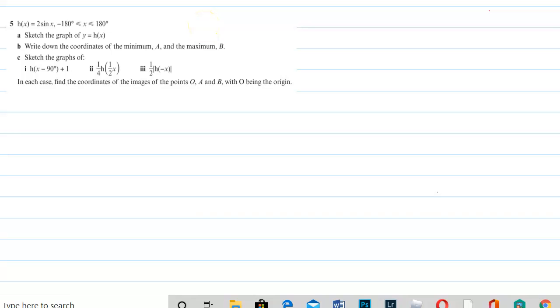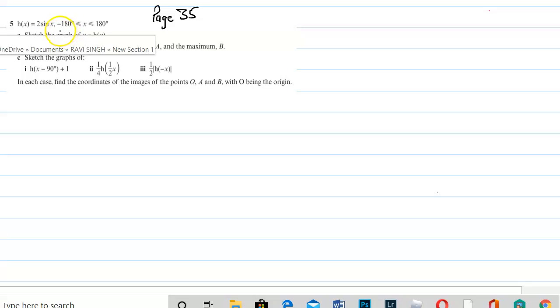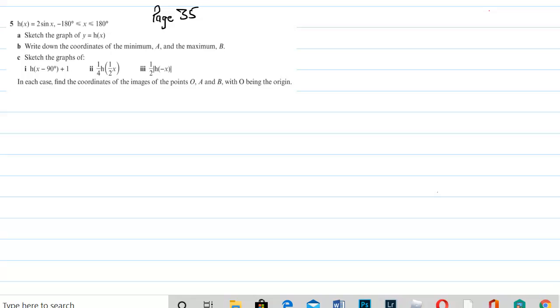This is question number 5, page 35. h(x) is 2 sin x, and the domain is from -180 to 180. Sketch the graph of y equals h(x). So first we have to draw the graph.